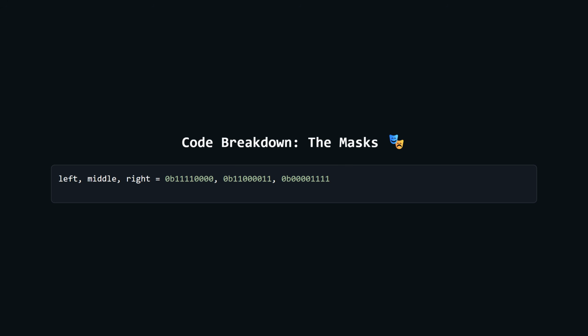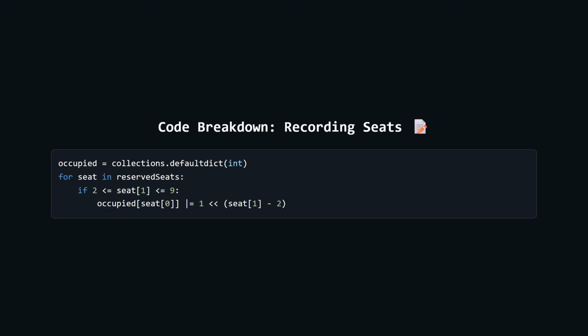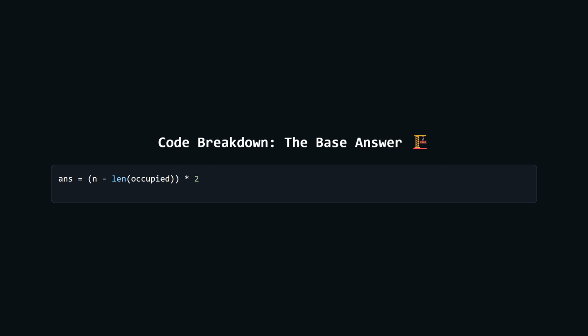First, we define binary masks for our 3 blocks. These look weird, but they are specifically crafted to check if the bits corresponding to our blocks are currently zeros. Next, we create a dictionary to track occupied rows. We loop through the input, completely ignoring seats 1 and 10. For the rest, we flip the specific bit for that seat to 1. After checking the input, we calculate our base answer. We take the total number of rows, subtract the ones that have reservations, and multiply the result by 2, because empty rows hold 2 groups.